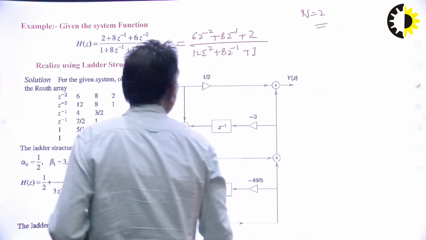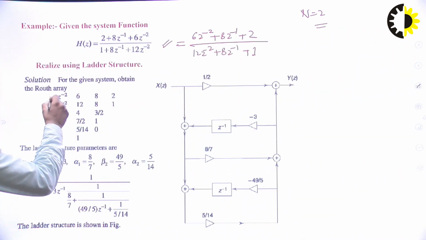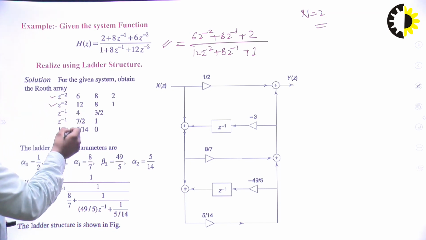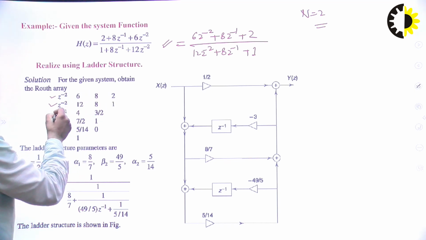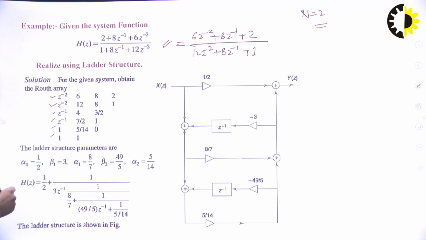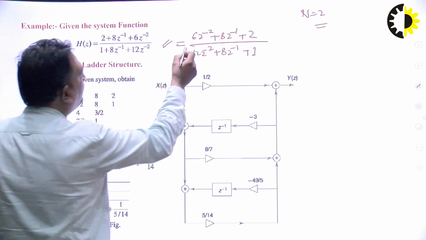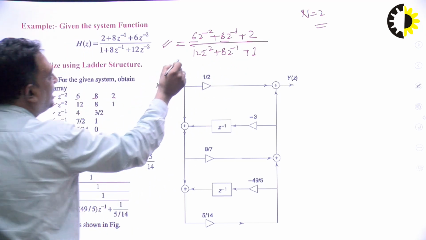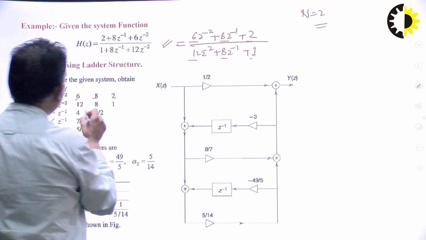So we will make a Routh array. Here z to the power minus n means z to the power minus 2 and z to the power minus 2. Later on, in the third and fourth rows, terms related to z to the power minus 1 will occur, and then z to the power 0, or 1, will occur. Now we will write the coefficients. So the coefficients will be 6, 8 and 2, and here the denominator coefficients 12, 8 and 1.